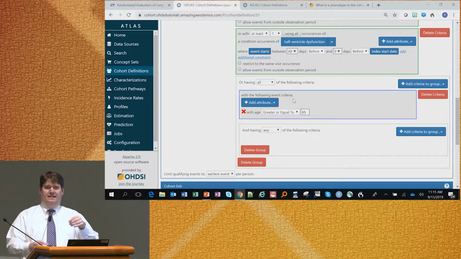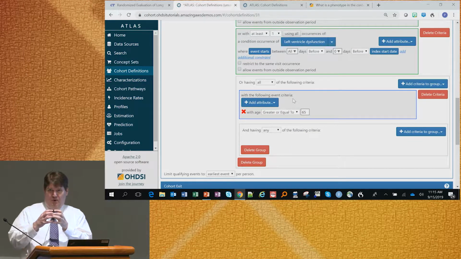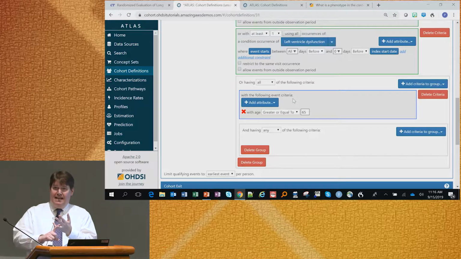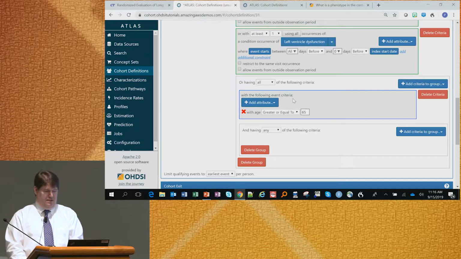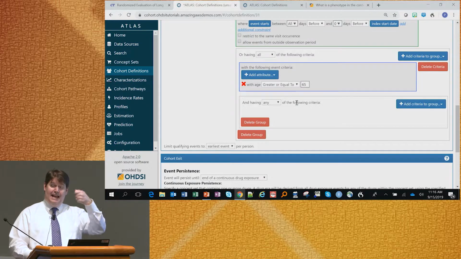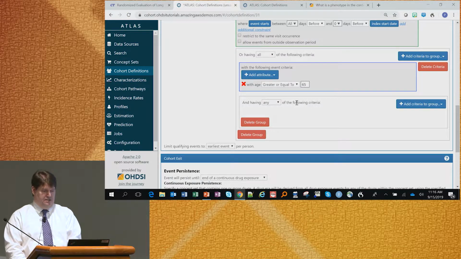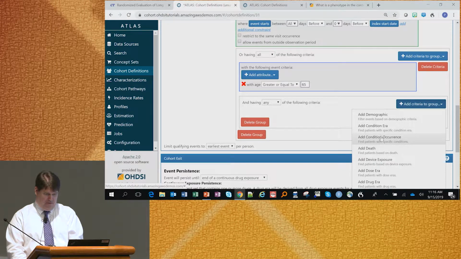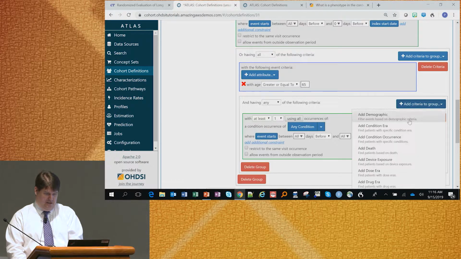or, and then with this or group, the subgroup of this or is going to be, they have to be 65 and either of the 3 additional conditions. So we're adding another group that's an or, but we have to say you have to have all of these. So you have to have both age 65 and one of these 3 conditions. So here's age 65 and any of the following 3 conditions. We know that there's 3, so I'm just going to do it real quick. Add condition.